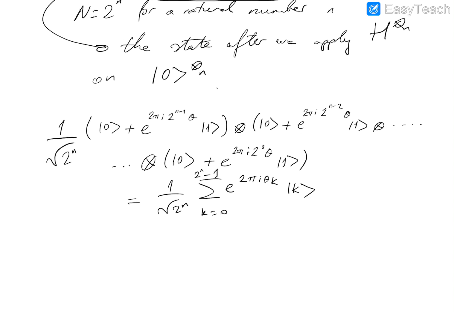All right, so any number can be expressed in binary form, and suppose that theta is expressed in binary form as 0 point theta 1, theta 2, up to theta n.